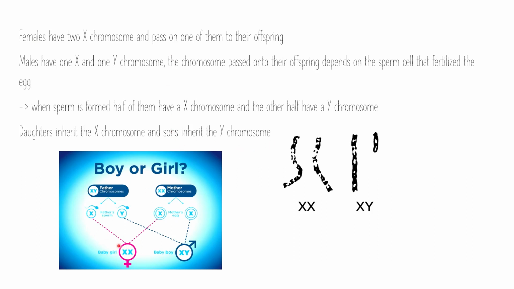So a female is going to have 2 X chromosomes, and a male is going to have an X and Y chromosome. You can also see that right here. So if I get my pen, we're going to have a female right here. And this one right here is going to be a male.